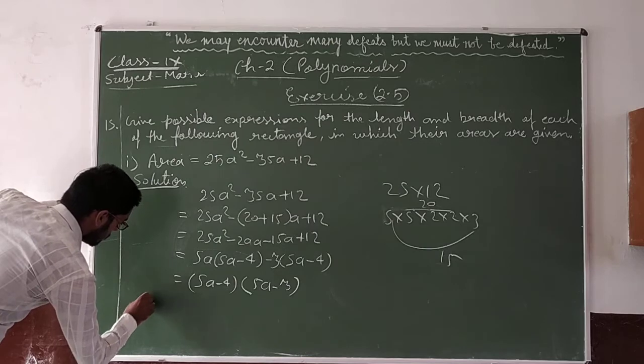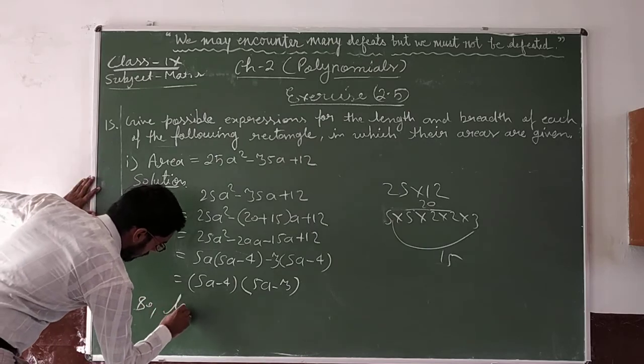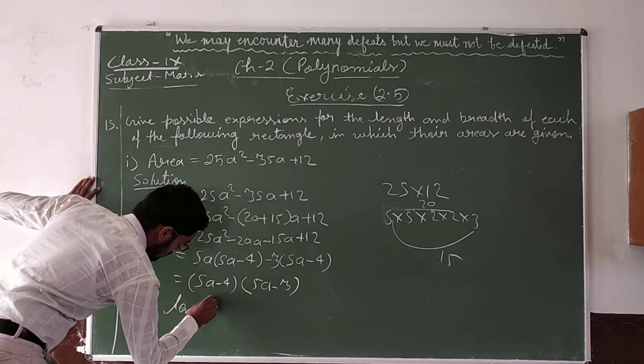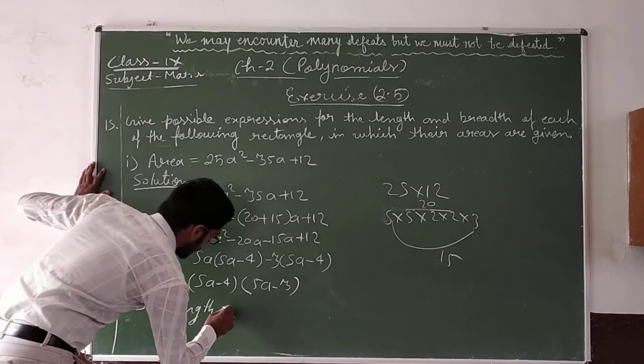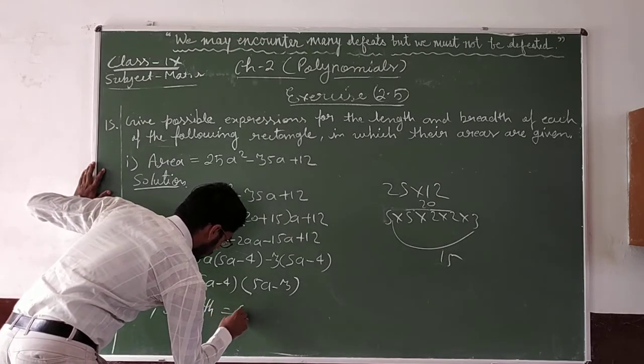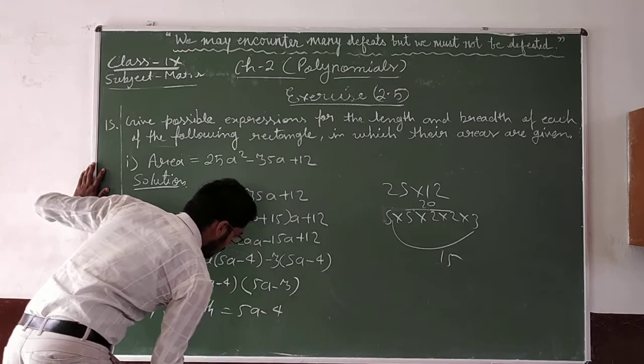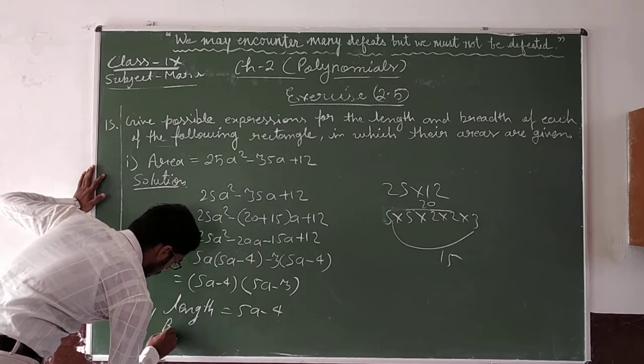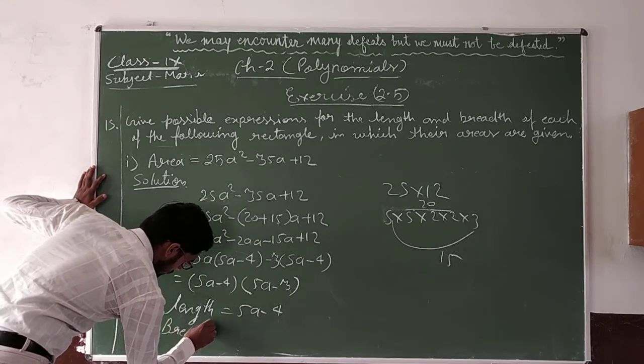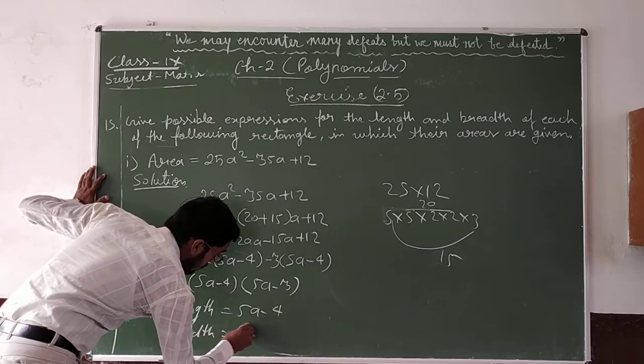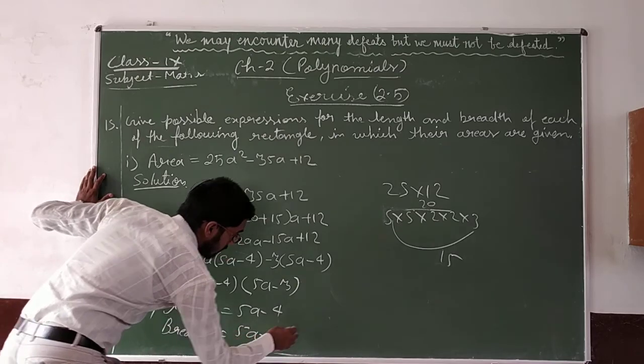So length is equal to 5a minus 4 and breadth is equal to 5a minus 3. That is your answer.